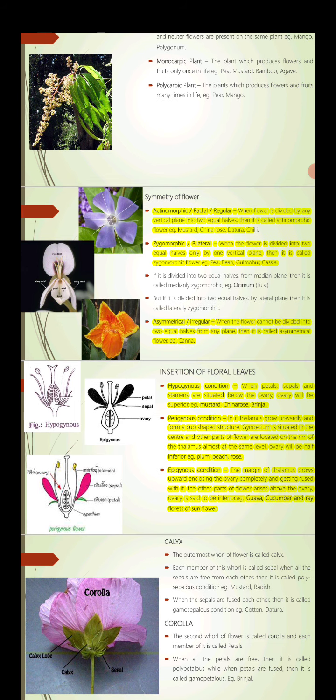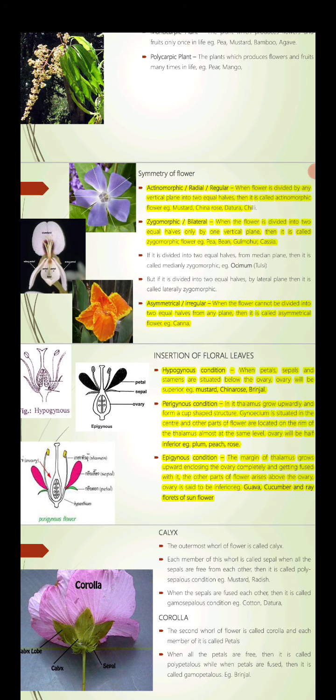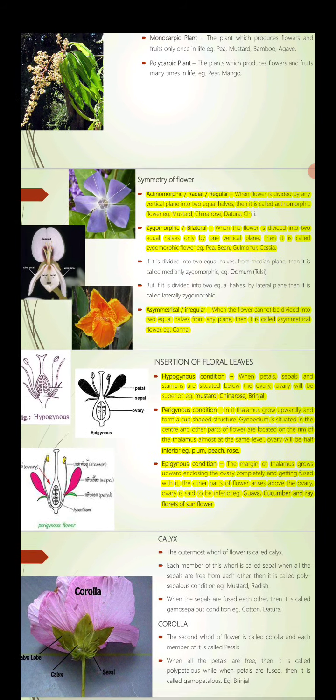Next thing is the epigynous. What's the meaning of epigynous condition? The margin of thalamus grows upward, enclosing the ovary completely and getting fused with it. So the other parts of the flower arise above the ovary. Ovary is said to be inferior. Next thing is the perigynous, the last one. In it, the thalamus grows upward and forms a cup-shaped structure. The gynoecium is situated in the center and other parts of the flower are located on the rim of the thalamus, almost at the same level. Ovary will be half inferior.